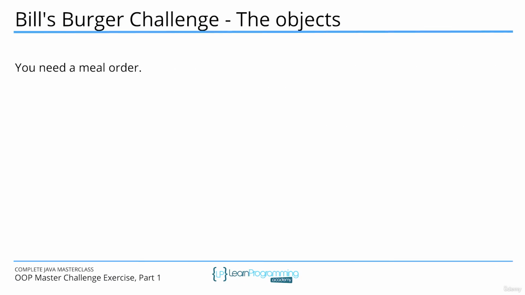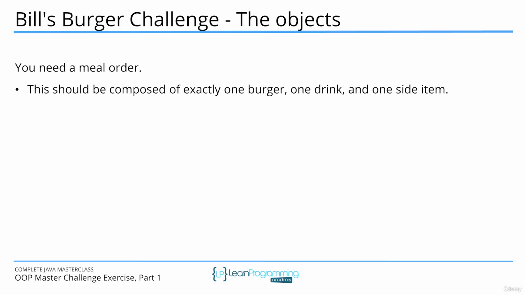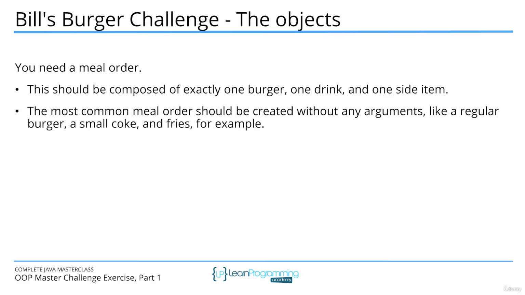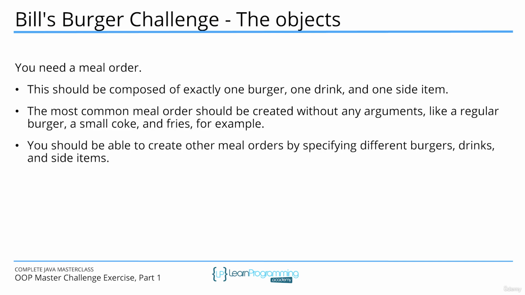You need a meal order. This should be composed of exactly 1 burger, 1 drink, and 1 side item. The most common meal order should be created without any arguments, like a regular burger, a small Coke, and fries, for example. You should be able to create other meal orders by specifying different burgers, drinks, and side items.